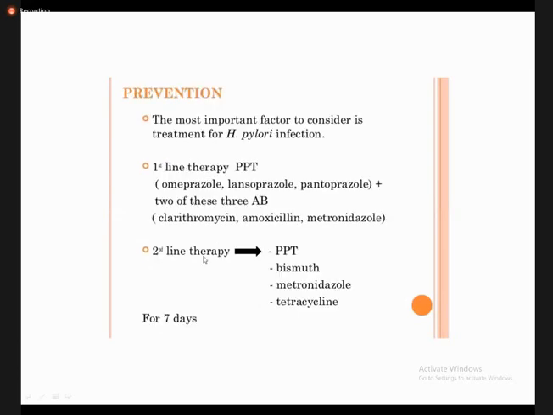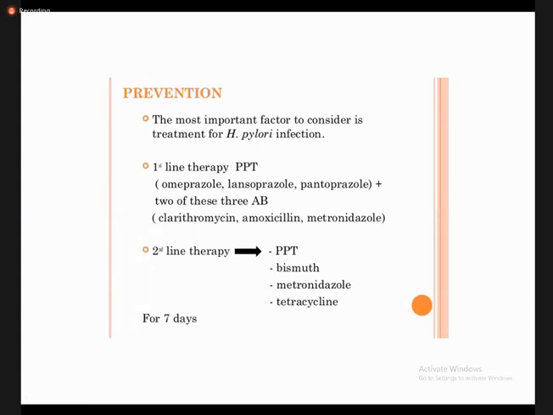Okay, after we have done everything, are there any possibilities that we can prevent the GI bleed, either the first episode of the GI bleed or the rebleed? So the most important factor is to consider H. pylori.